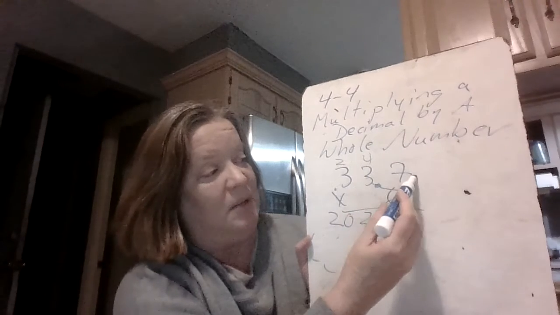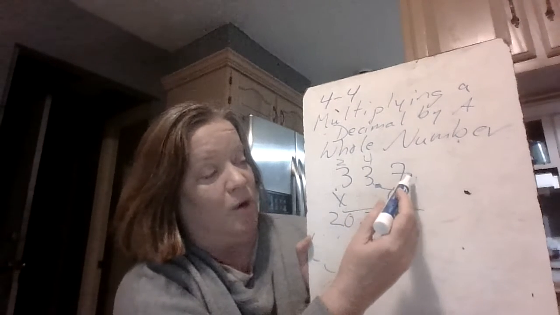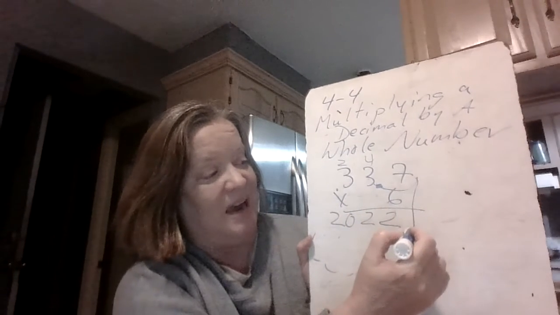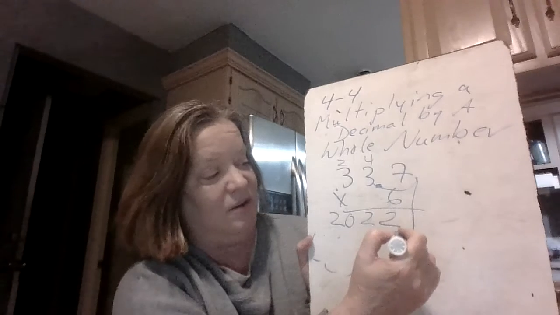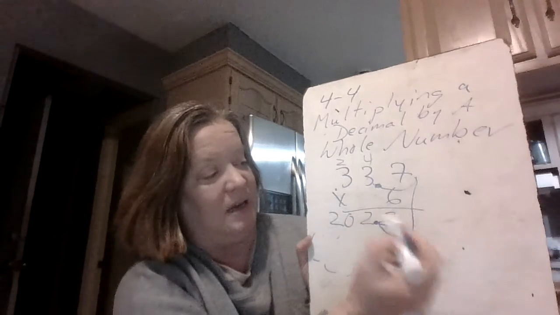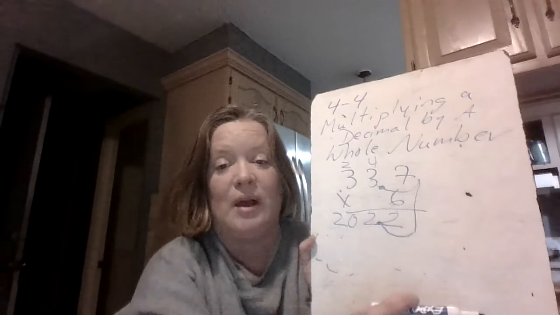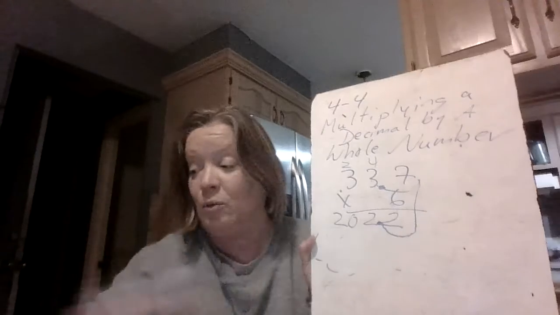So in other words, my decimal point is here. I'm going to move it one place out, because there's one number behind the decimal point. I'm going to bring it down to the end of my product, my answer, and put it one place in. So my answer is 202 and 2/10. Let's try another one.